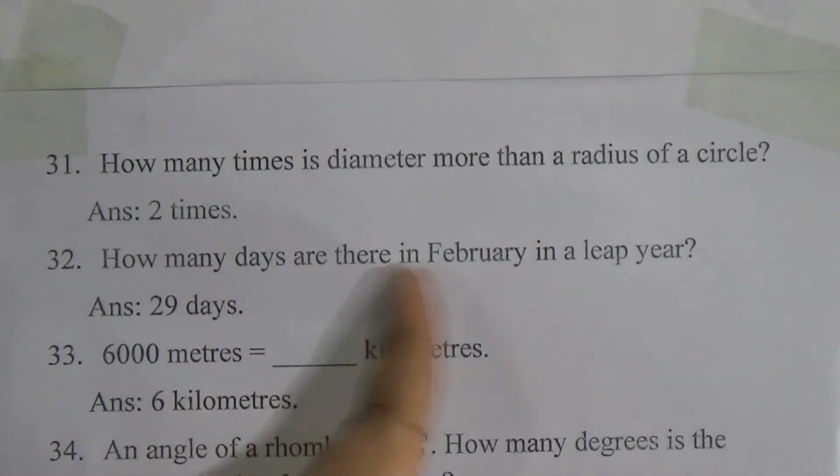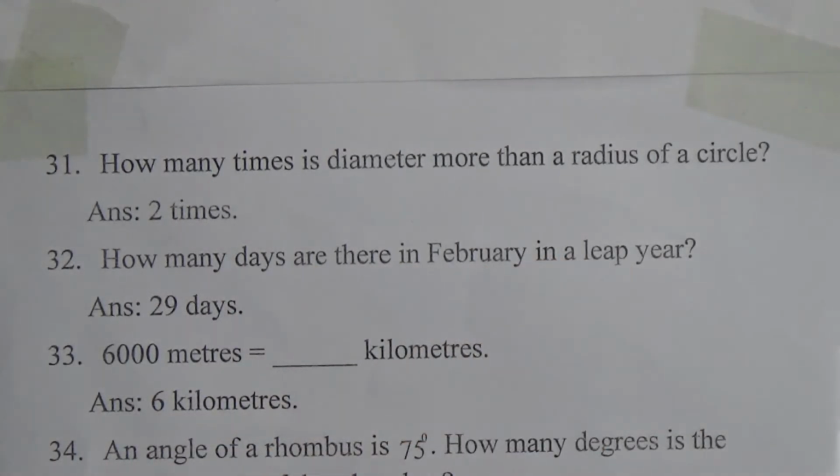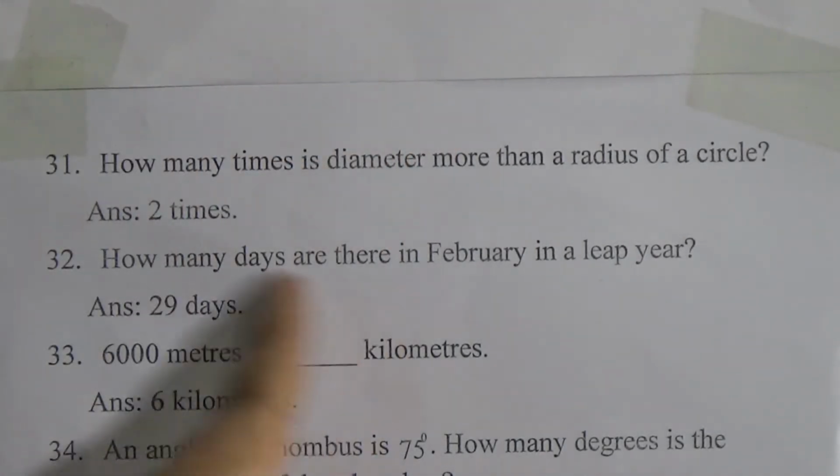32 number question. How many days are there in February in a leap year? Do you know what is leap year? We know that every year has 365 days. But after 4 years, 1 year increased by 1 day. That means that year has 366 days. And that 366 days year is called leap year. And in leap year, 1 day is increased in the month of February. So February has how many days? 29 days in a leap year.